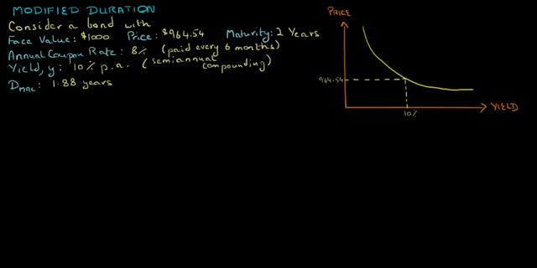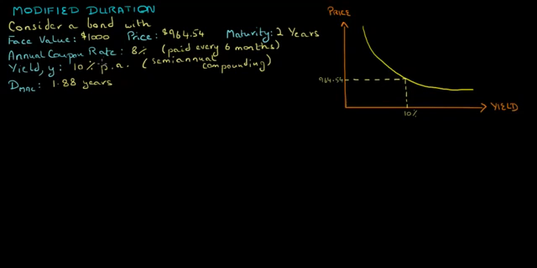In this video, we will discuss the concept of modified duration. Let's consider a bond with face value of $1,000. The current price of this bond is $964.54. The bond matures in 2 years' time.